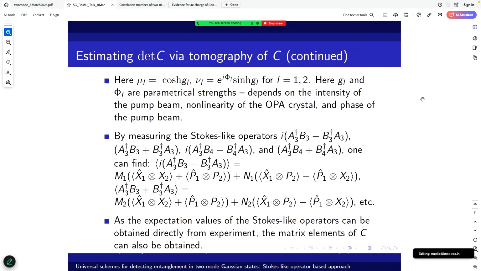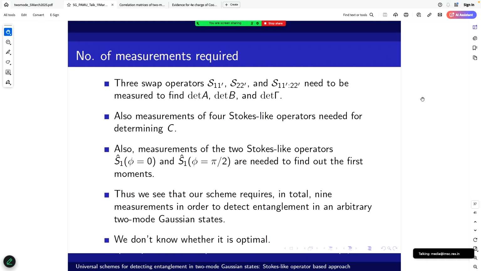Okay. So, this will provide you the matrix elements of C, because these are the quantities, the average values of P1, P2, x1, x2, then x1, P2, etc. Once you get that, you have determinant of A, determinant of B, determinant of gamma, and the C matrix itself. So, how many measurements have you done? 3 swap operators to figure out determinant A, determinant B, determinant gamma. Also, measurements of the 4 Stokes like operators that I mentioned in the previous slide for determining C, and measurements of the 2 Stokes like operators S1 phi 0 and S1 phi pi by 2 to know the local mean values.